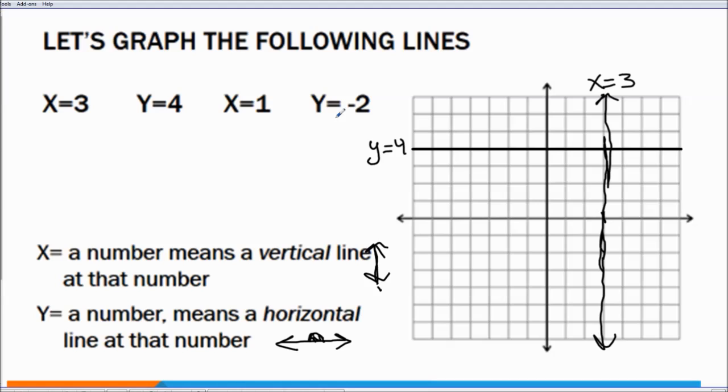And so what I'd like you to do now is pause the video. I want you to try to sketch these last two, and then you can unpause and see how you did. Okay, I'm going to keep going. Make sure you've paused the video.